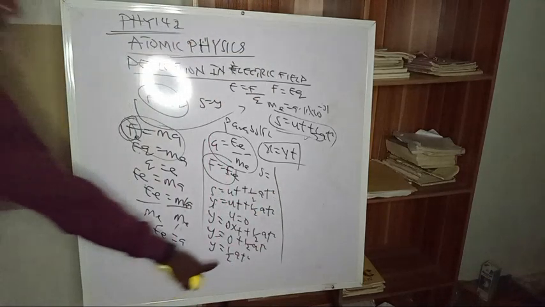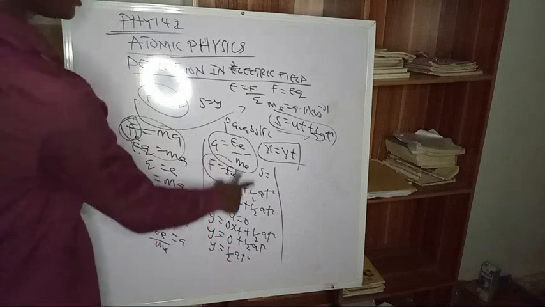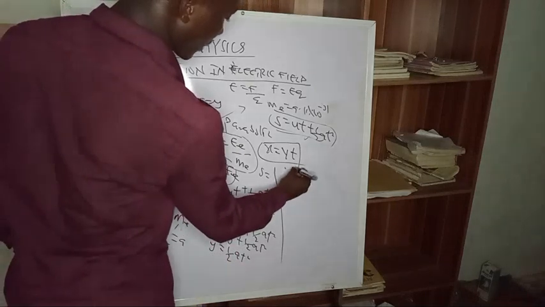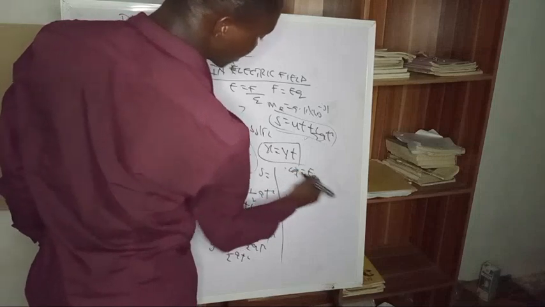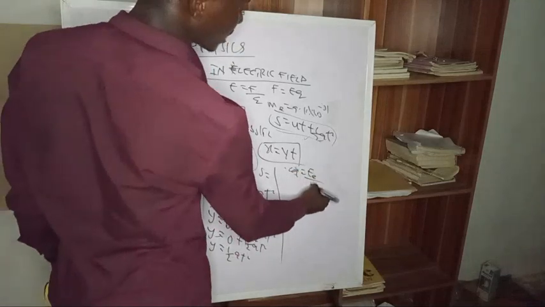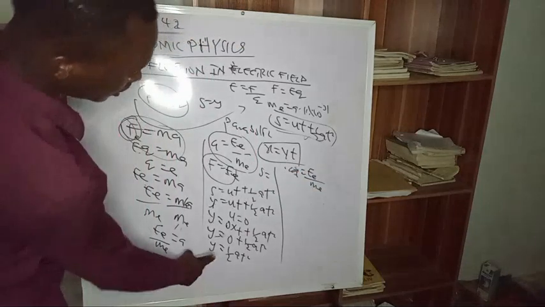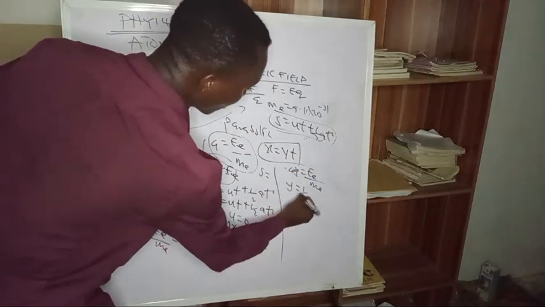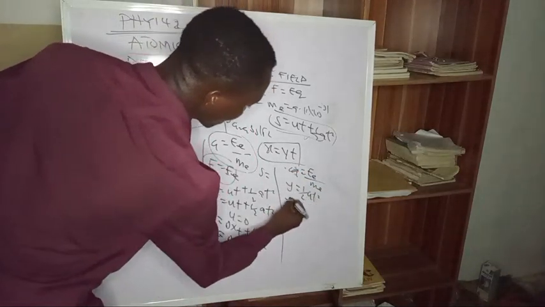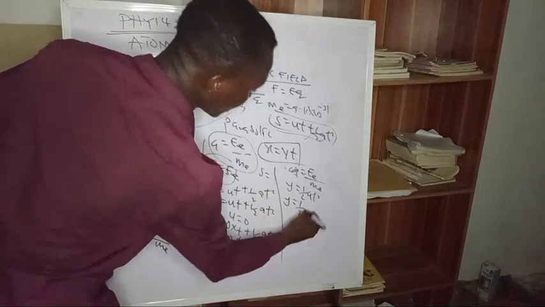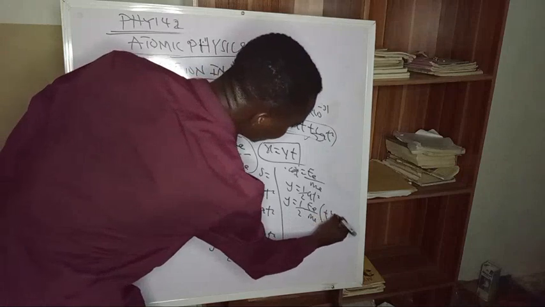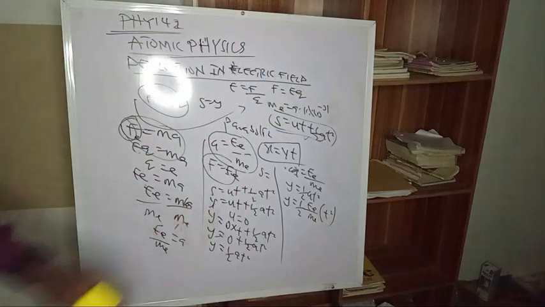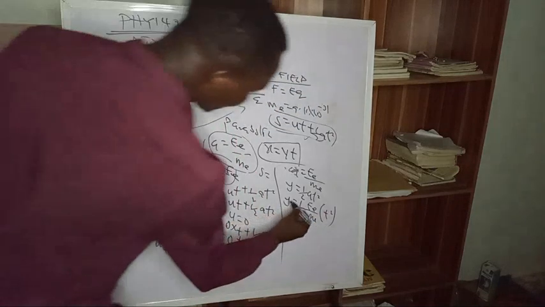If my vertical distance of the electron is 1 over 2 at squared, then what is going to be the value of A? We said A already to be Ee over m. So acceleration is equal to electric field intensity times electronic charge over mass of electron. You recall your y is equal to 1 over 2 at squared. So you now have y is equal to 1 over 2, your A is now Ee over m, then everything into t squared. That's what you have as the value of the vertical distance.